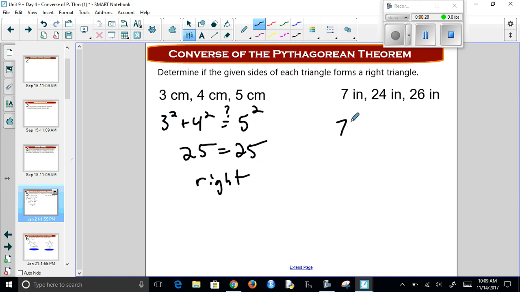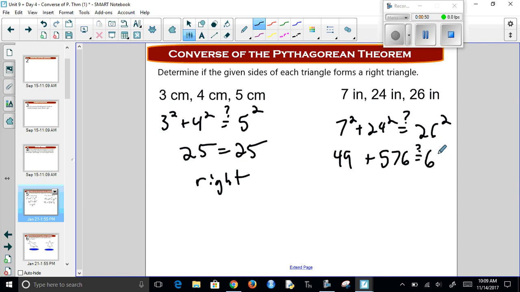So let's look over here, 7 squared plus 24 squared. See how this relates to 26 squared. Well, we have 49 plus 24 squared is 576. And see how that relates to 26 squared, which is 676. Obviously, this doesn't work, so we can say that this is not right. So this helps us to determine if it's right or not right.